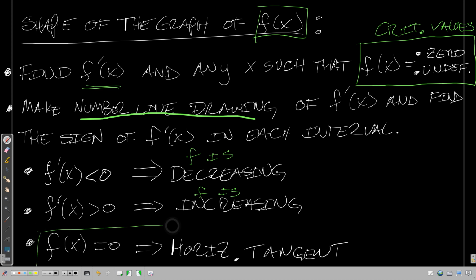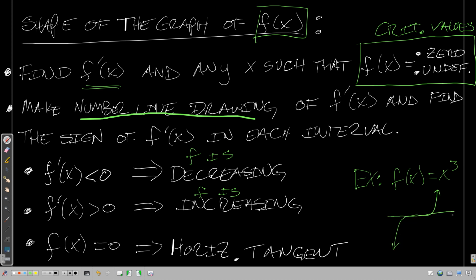And of course, if f prime of x is 0, then you have a horizontal tangent line. You do not know if you have a local minimum or a maximum if all you know is f prime of x is 0. It does not have to be the case that you have a local min or a local max when f prime of x is 0. Take, for example, if you had the function x cubed. It just goes like that. And it has a horizontal tangent line at 0, but no local maximum.